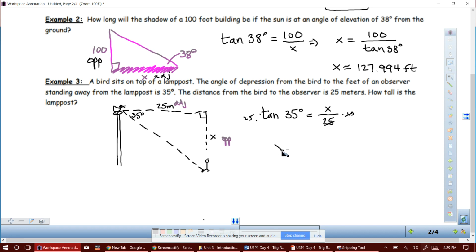And so I end up with x equals 25 tangent 35 degrees, which again, if I put in my calculator, I get x is approximately 17.505 meters. Right? So those were the two examples from the worksheet. So I'm going to continue on.